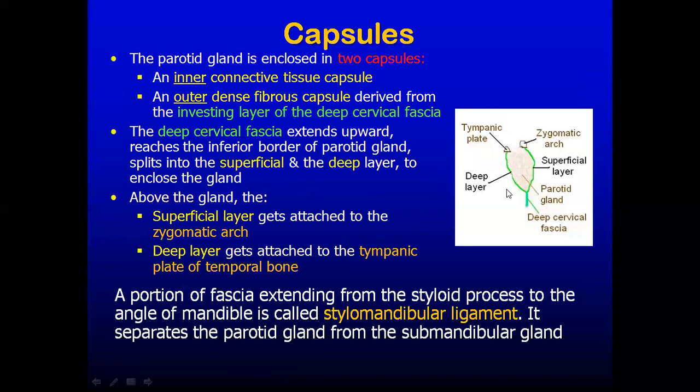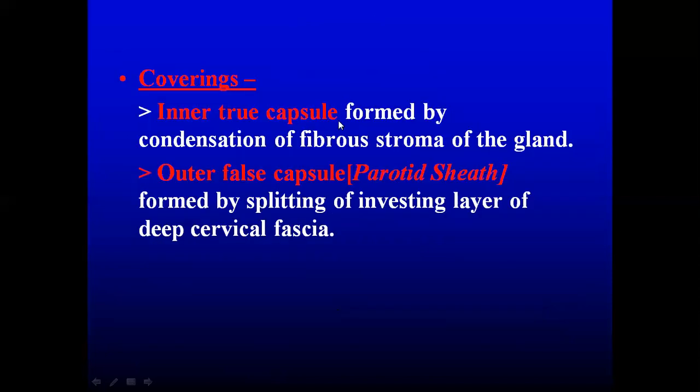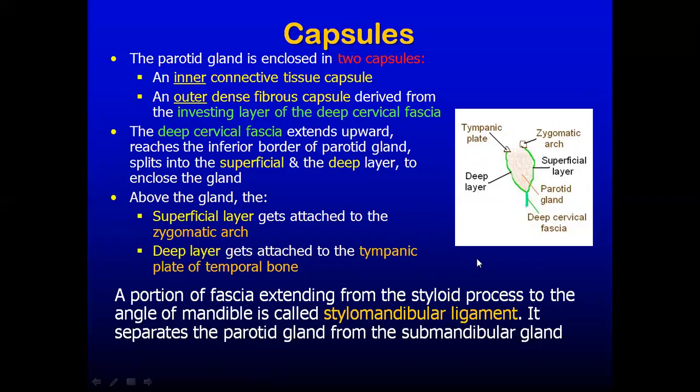The parotid gland has two capsules. If you remember the deep cervical fascia we have discussed, it splits to form the false capsule, which has a superficial layer that attaches to the zygomatic arch and a deep layer that attaches to the tympanic plate. Okay, so this is the false capsule, and the true capsule is formed by the condensation of the fibrous stroma of the gland itself.